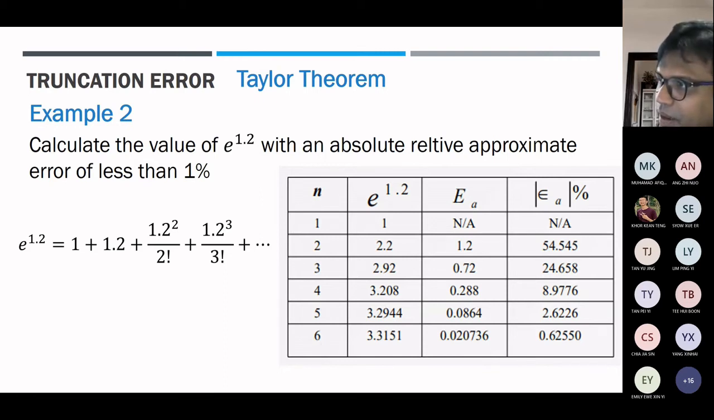You can easily determine this by using the absolute relative approximation error. Maybe I will ask one of these questions in your test. Just be prepared for it anyway. I haven't done that before, so probably there could be one.